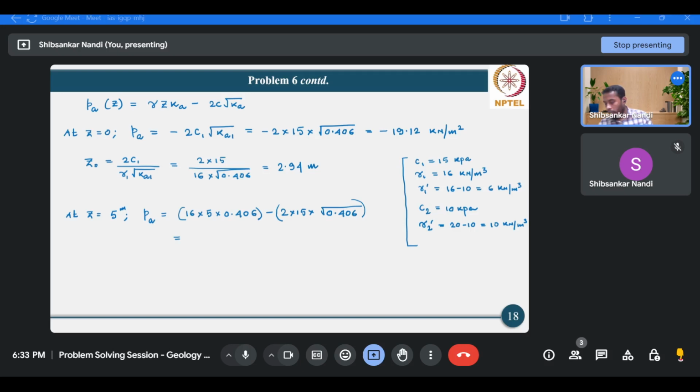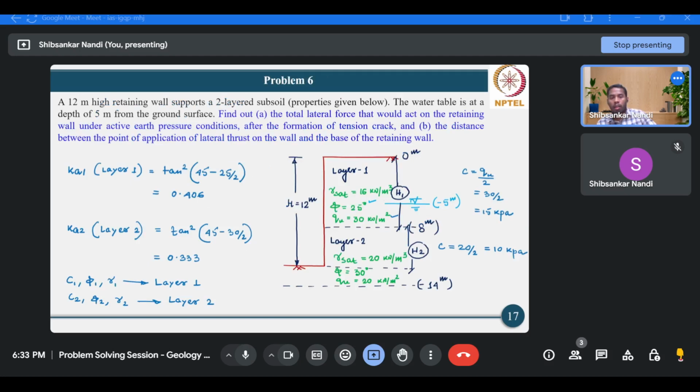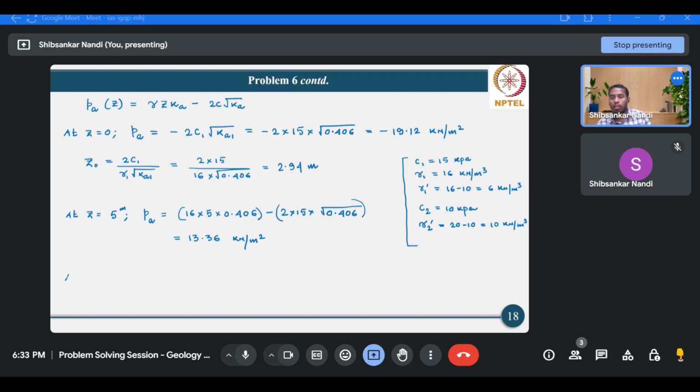So it is 13.36 kilometer per meter square. Now we'll come to the interface between layer 1 and layer 2, that is z equals to 8 meter. Okay, so PA, so what will be the effective overburden?